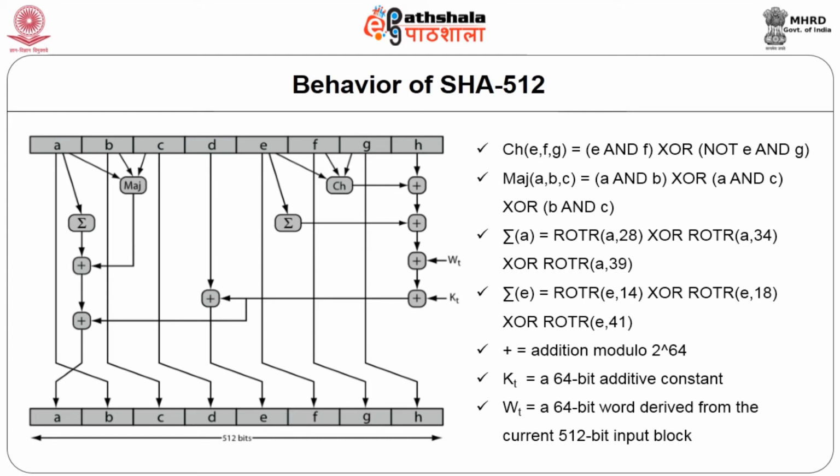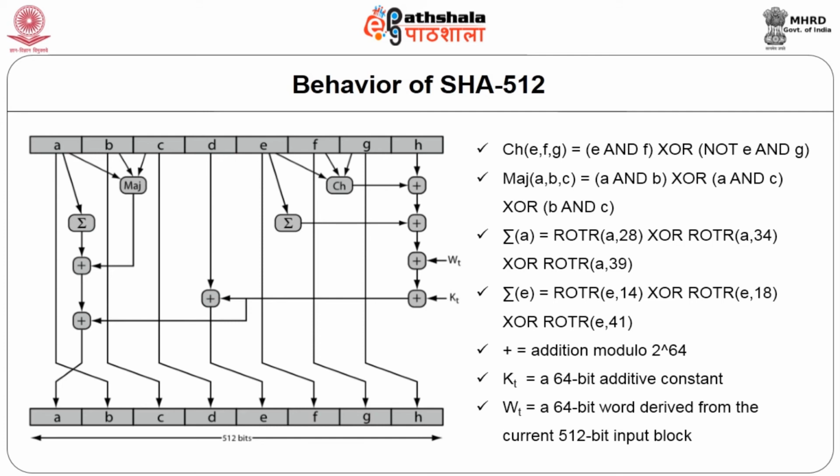Wt is specific for each round and Kt is also specific for each round. Wt is a 64-bit word derived from the current 1024-bit block, and Kt is a 64-bit additive constant. I already showed you the constants which we are going to use. They are very well defined, and on that slide they were all visible. Once again, let me remind you, when we want to generate T1: H plus CH(E,F,G) plus sigma 1 of 512 of E plus Wt plus Kt.